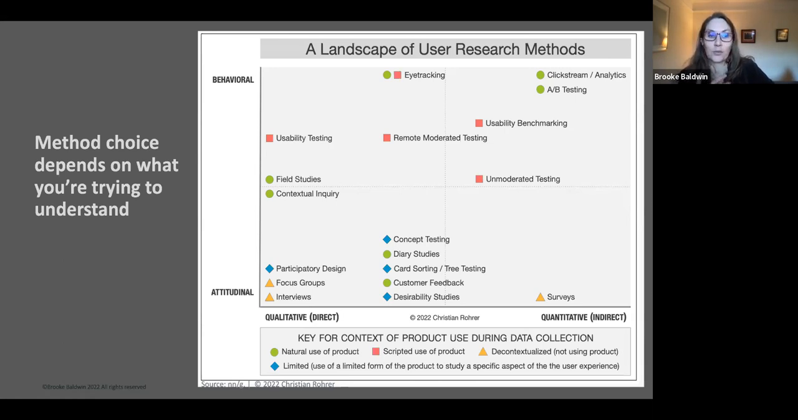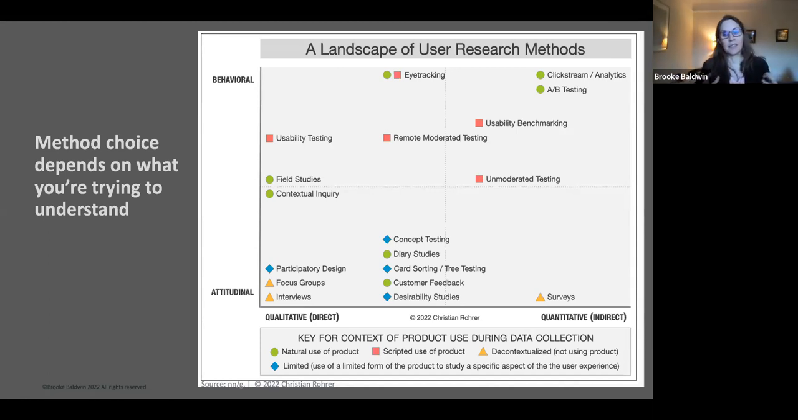And qualitative research really answers why. Why is someone doing this? Why are they not doing that? Why did this happen? Why did that happen? Whereas quantitative measures can tell you what happened, at what frequency, how many people were impacted.